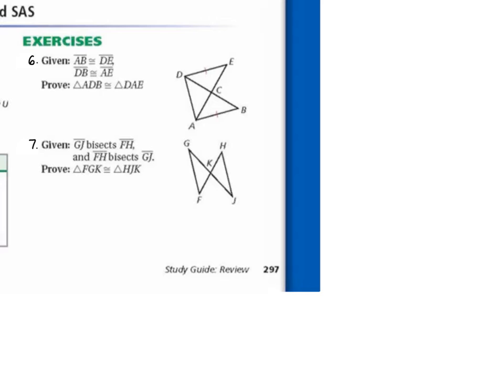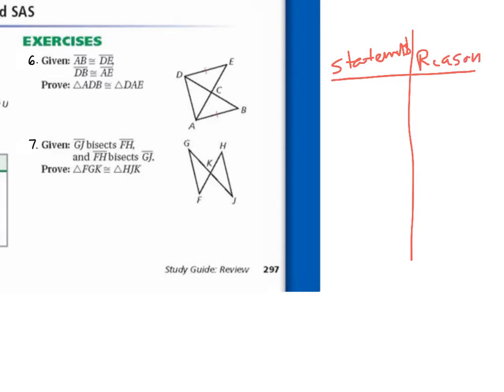So we're going to make a proof, and we're going to have our statements on the left and our reasons on the right. What's our first statement going to be? The given. So we write AB is congruent to DE, and DB is congruent to AE.